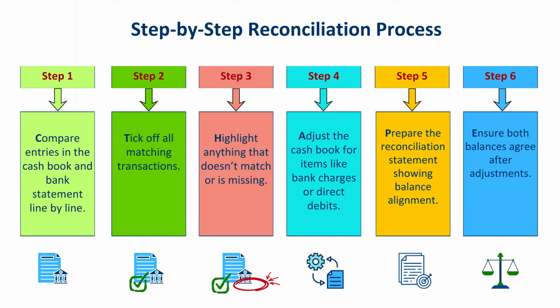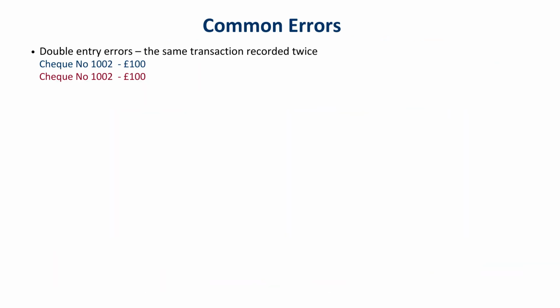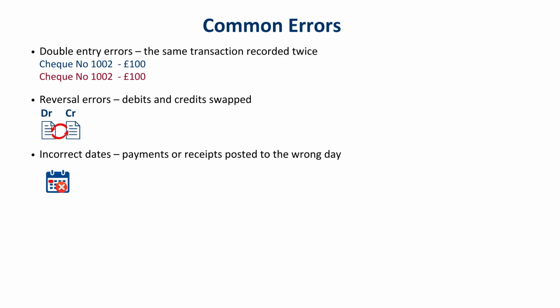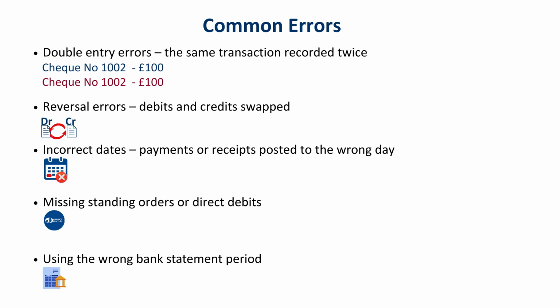Now, even though the process is straightforward, there are some common mistakes that can cause major confusion. For example, double entry mistakes, where a transaction is entered twice, or reversal errors, where debits and credits are swapped. Sometimes people record payments or receipts on the wrong date, which makes matching difficult. Other common issues include missing standing orders or using the wrong bank statement for the period you're reconciling. To avoid these, always cross-check your figures against the source documents, invoices, receipts, and statements. In reconciliation, accuracy matters. Small errors can ripple through the entire bookkeeping process.